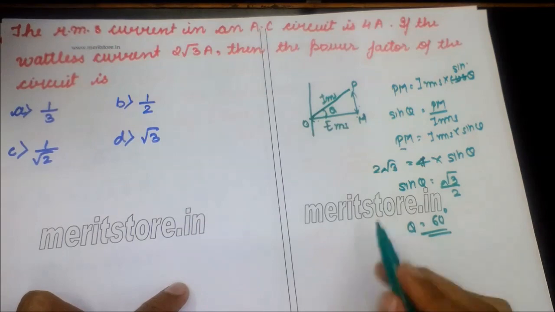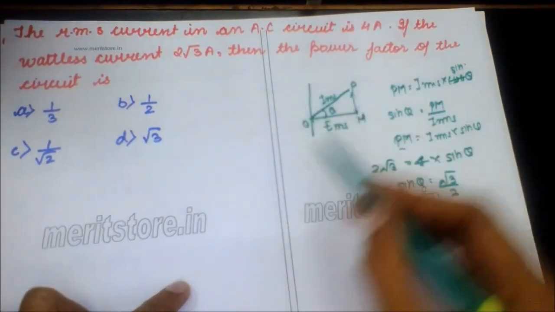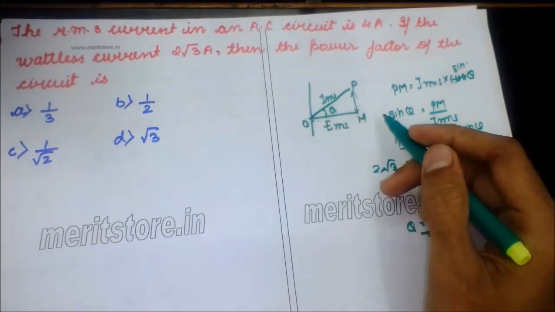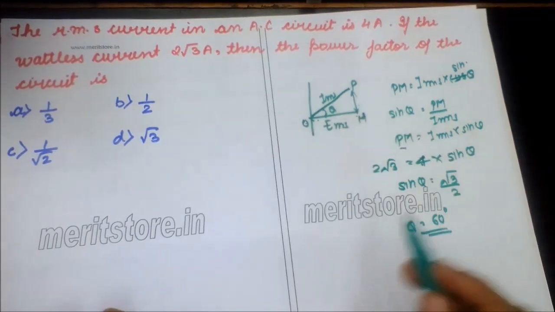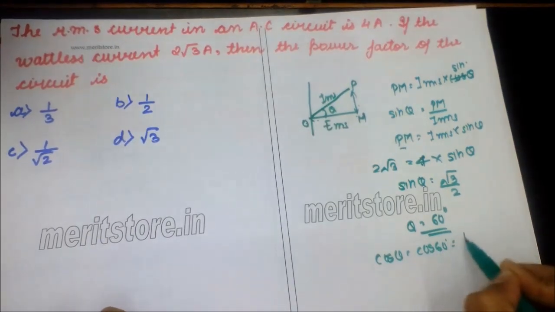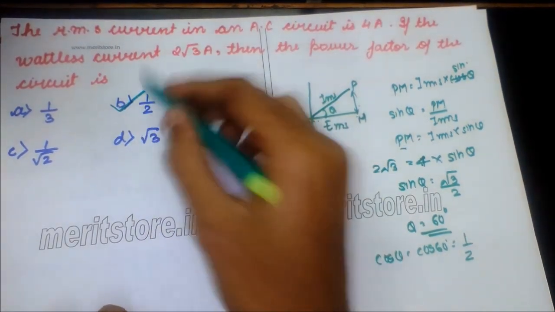Now we need the power factor. Power factor in this condition is given by cos theta, the cos of the angle. So cos theta, that is cos of 60 degrees, will be half. So the power factor is half.